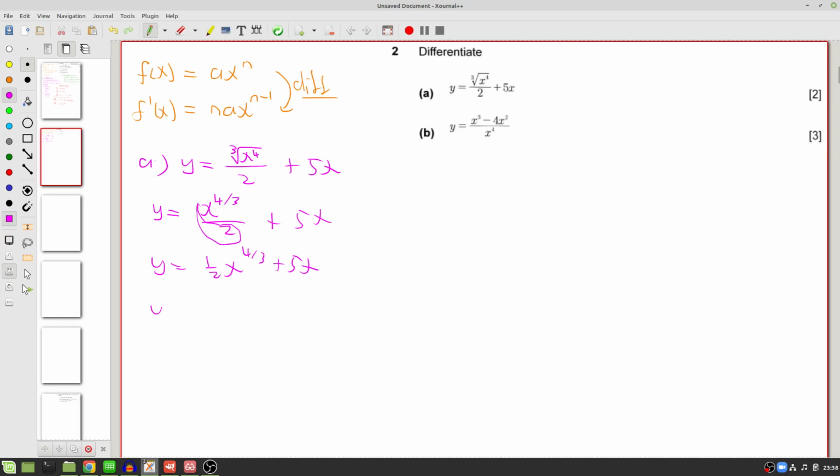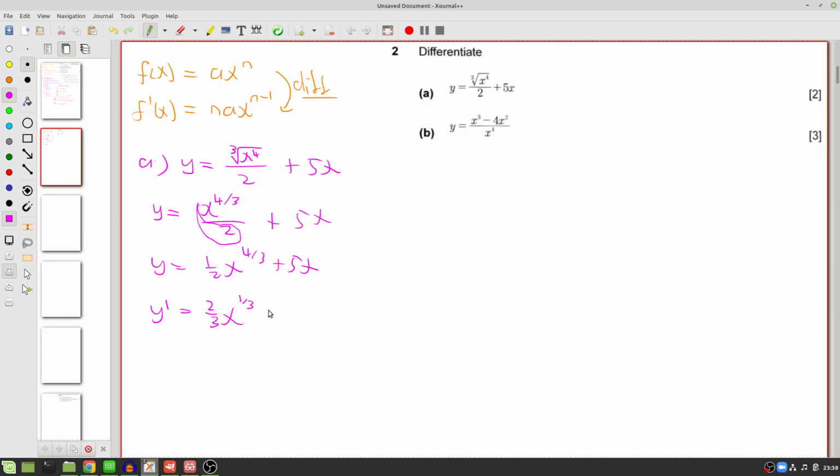Now we can actually start the differentiation, and that's when we put the little dash. That means this is the derivative of the previous function. So we said we take the exponent multiplied with the coefficient. So 4 over 3 times 1 over 2 gives us 4 over 6, which we can simplify to 2 over 3 x, and then we subtract 1 from the exponent. So 4 over 3 minus 1 is 1 over 3.